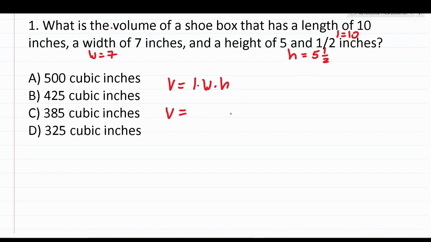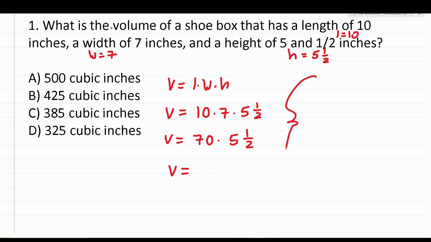Let's go ahead and plug those things in accordingly. This becomes 10 times 7 times 5.5. 10 times 7, of course, is 70, so this becomes 70 times 5.5. So to find the volume of our shoebox or our rectangular prism, we have to do this math right here, 70 times 5.5. And this is where some people would get stuck.